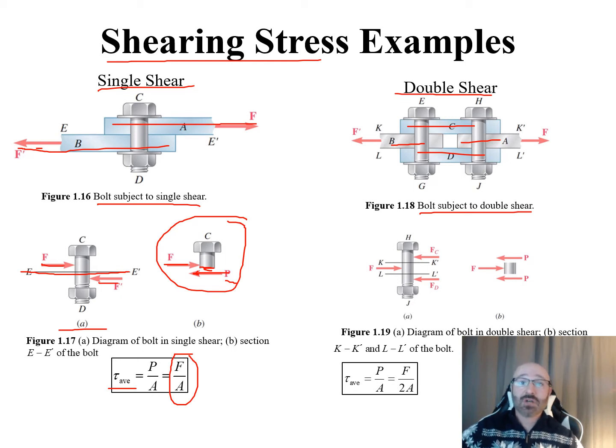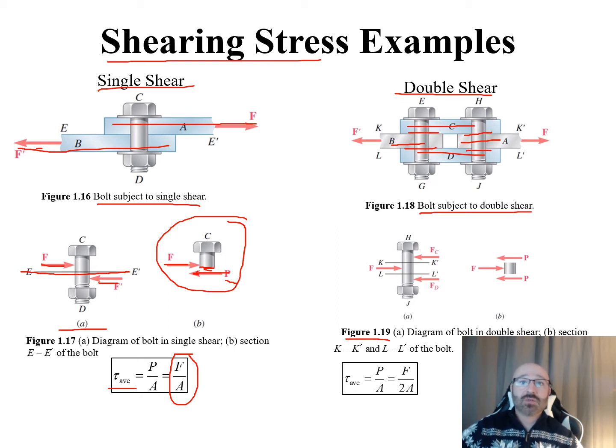Now, for the double shear, we come down here to our second diagram on figure 1.19. This is a diagram of the bolt in double shear. There are two section views we're going to look at. We're going to section it right there and right there as we come across it. If we're dealing with bolt H and J, then we have those two spots, and we're going to shear it right there.